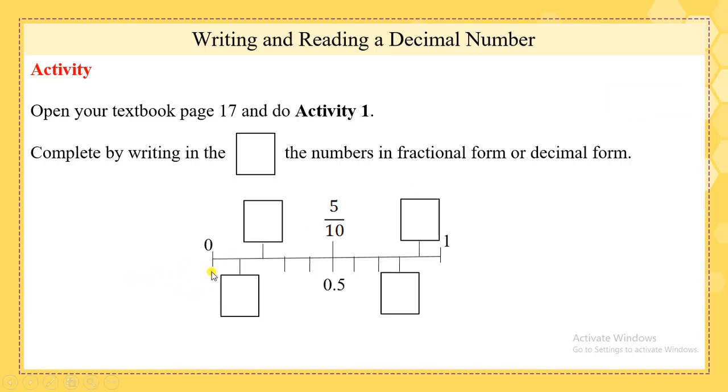We will fill the number line between 0 and 1 with numbers written in fractional form or decimal form. After 0 we have 0.1 in decimal form. After 0.1 we have 2 over 10 in fractional form. Now as you notice, 0.5 is in decimal form. It is the same as 5 over 10 written in fractional form. Now we have 0.8 over here in decimal form. Before 1 directly we have 9 over 10 written in fractional form.